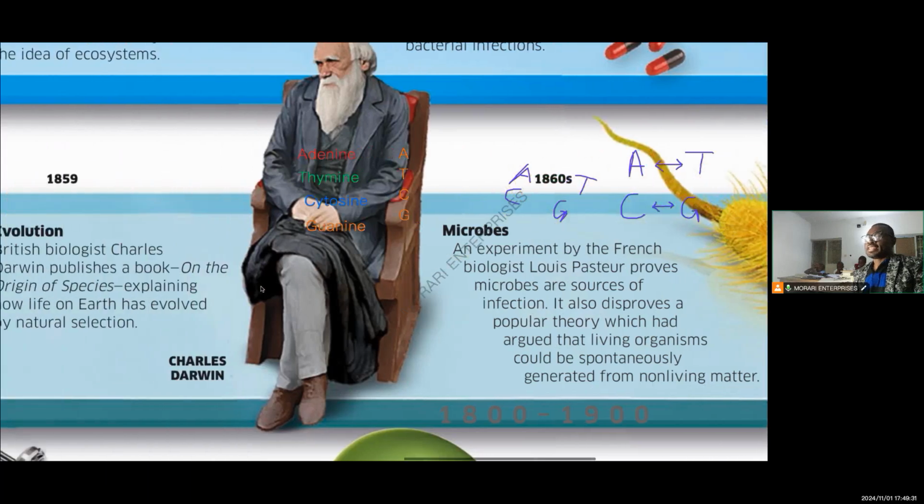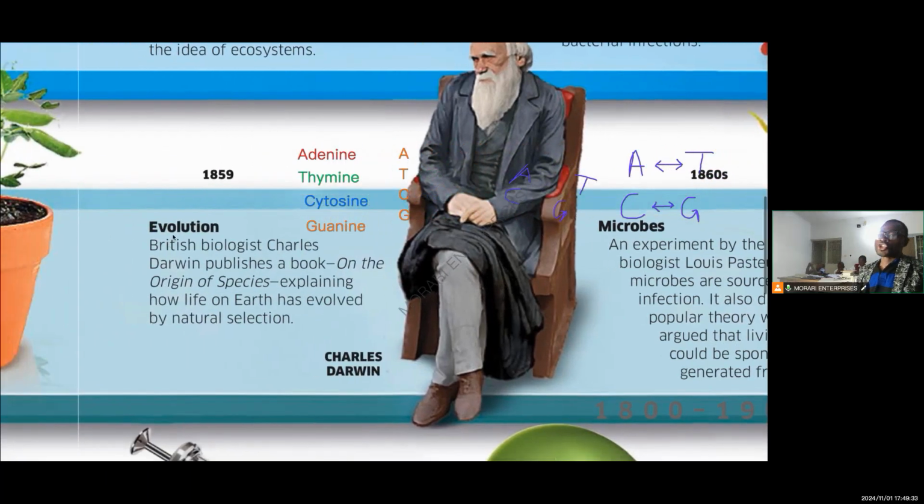All right. So let's see. Evolution. The father of evolution is called Charles Darwin. British biologist Charles Darwin published a book on the origin of species, explaining how life on Earth has evolved by natural selection. What is natural selection? Over time, the survival of the fittest.